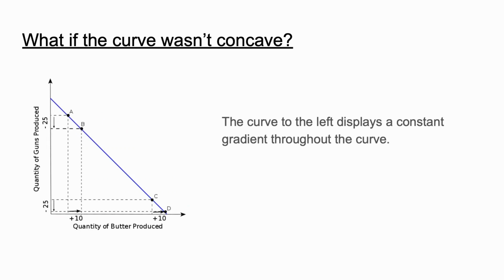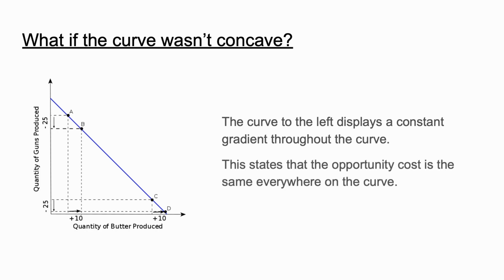So what if the curve wasn't concave? On the left you can see a curve which is just a straight line, so this indicates that there is a constant gradient throughout the curve. This states that opportunity cost is the same everywhere on the curve. Therefore, moving from point A to B, the opportunity cost is the same as moving from point C to D.